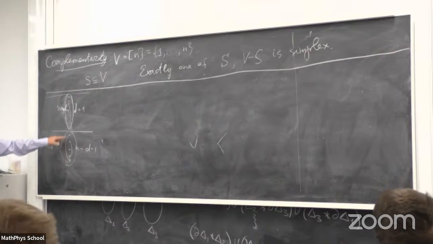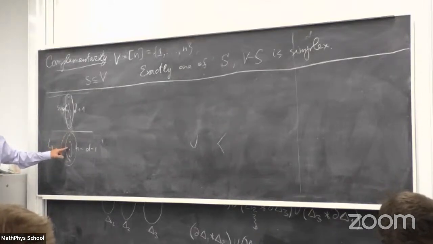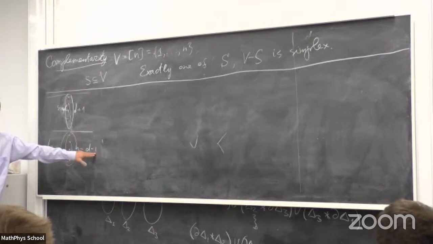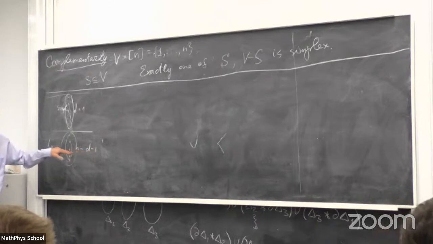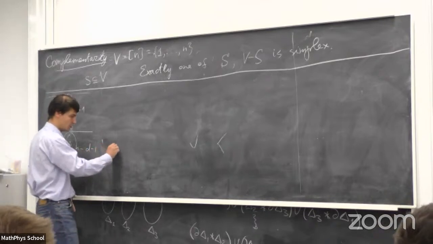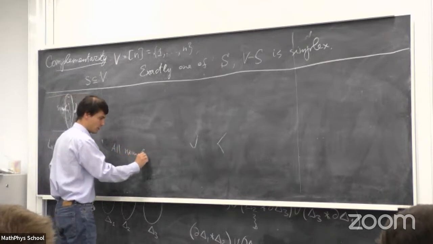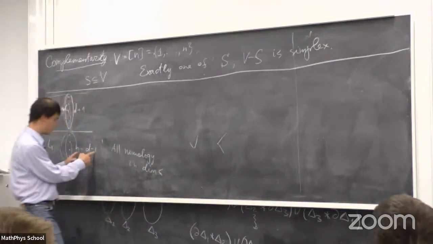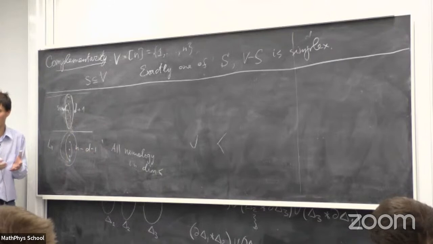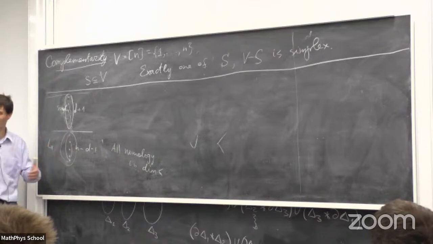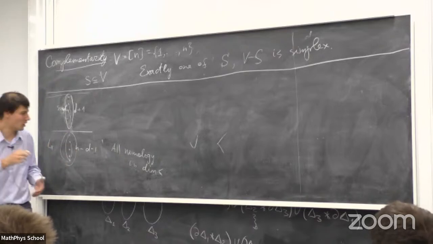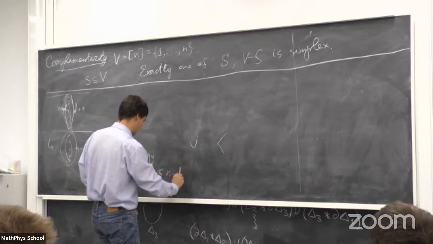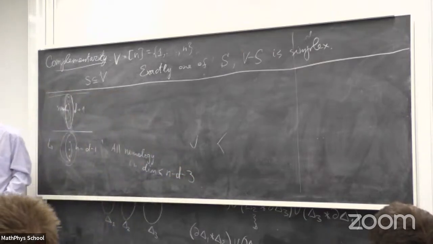I don't know anything about the topology of this one, but at least I know that if it has so few vertices, then it cannot have homology in high dimensions. This complex is too small. So all its homology is in dimensions less than or equal to this number minus 2.